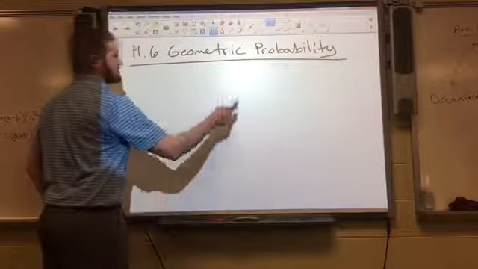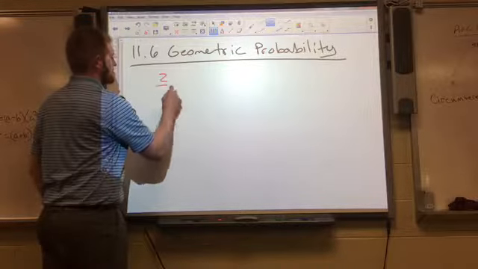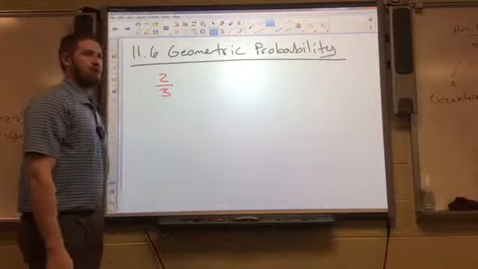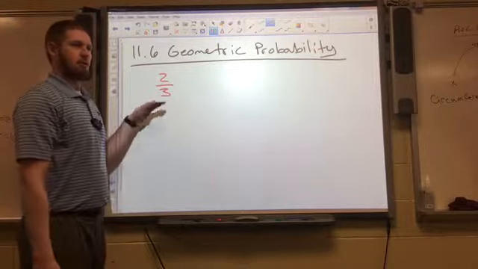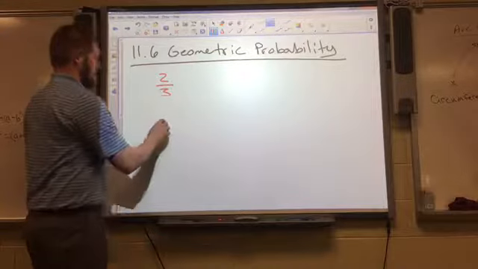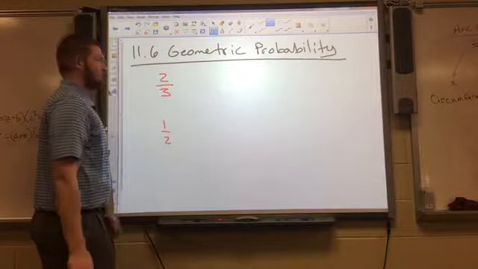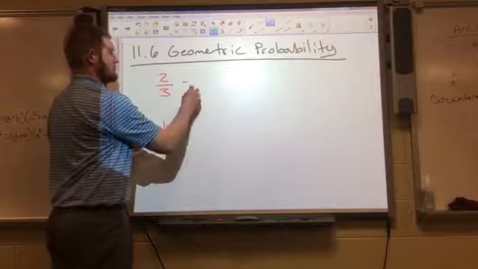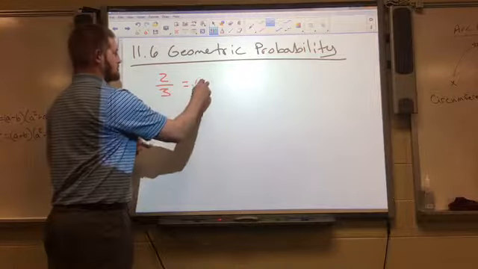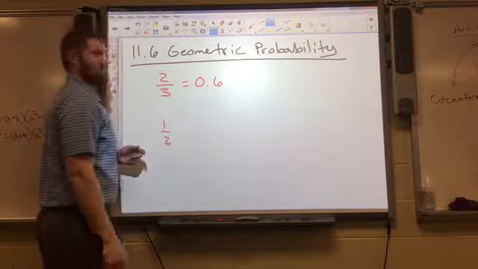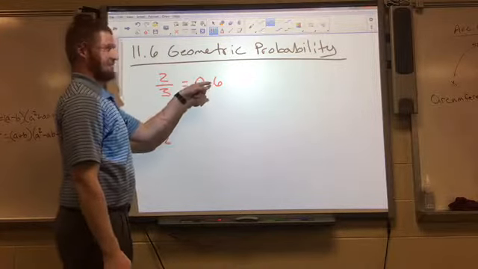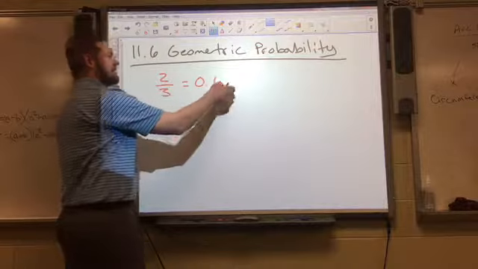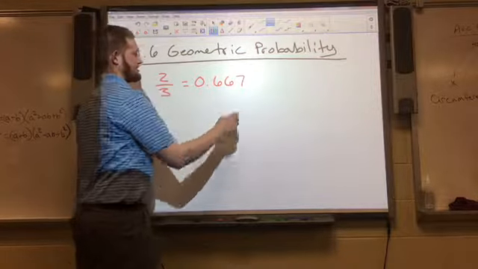So if it's a number from 0 to 1, is 2/3 an okay fraction for a probability? Yeah, isn't that between 0 and 1? Yeah. What about 1/2? Yeah. What's 2/3 as a decimal? Yes, with a vinculum on top. So if you rounded it, it's 0.667, right?